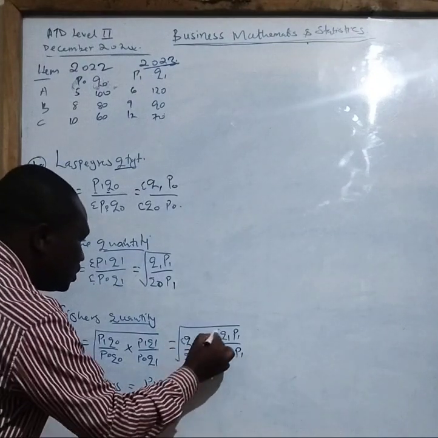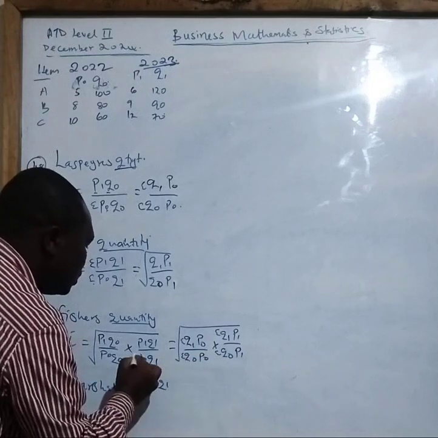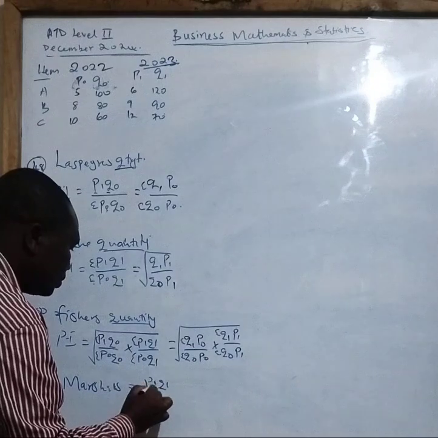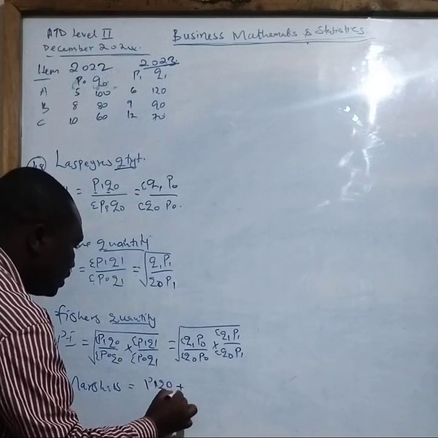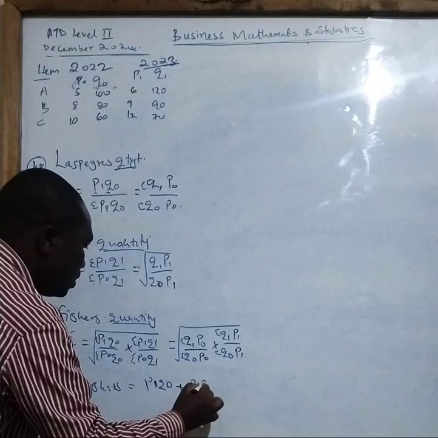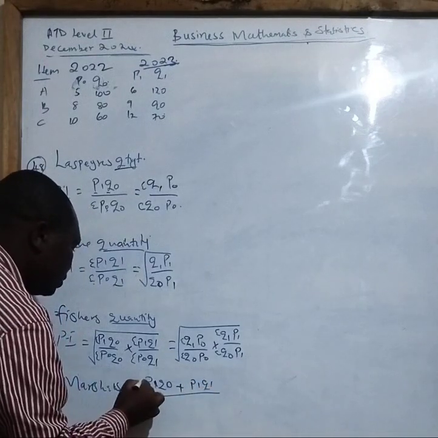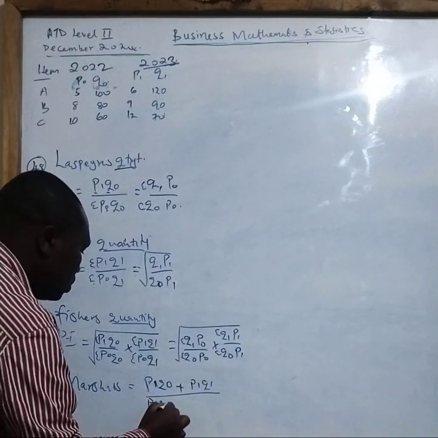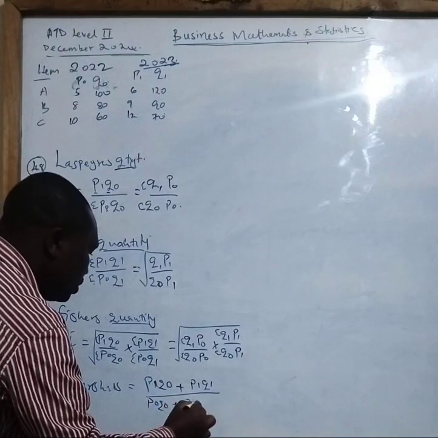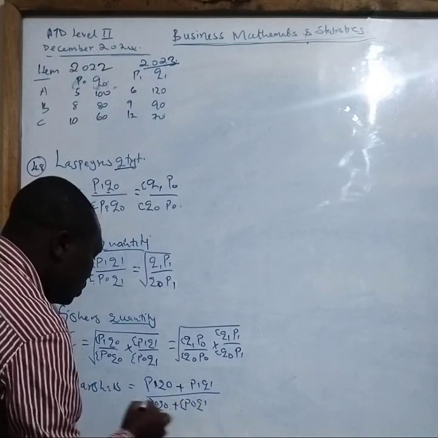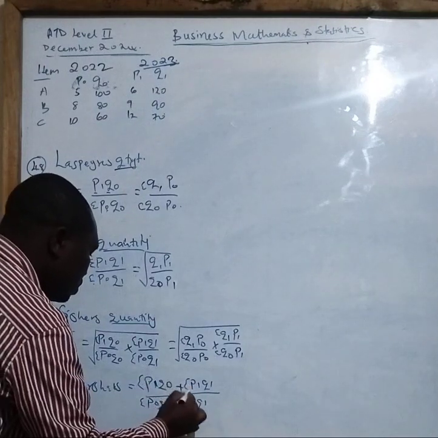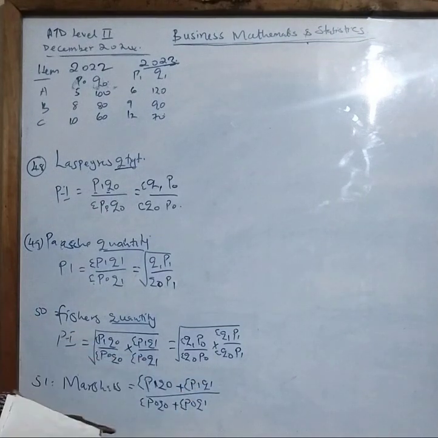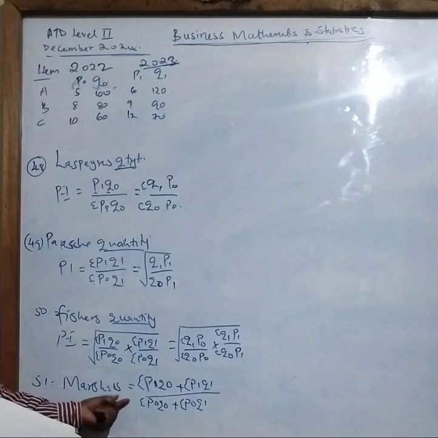We take now the summations of P1Q0 plus P1Q1 over P0Q0 plus P0Q1. Very simple.